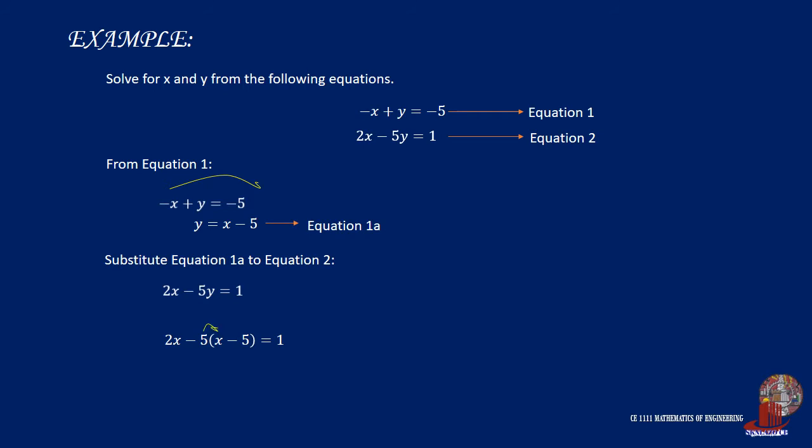By distributing 5 to the terms in the parentheses, we get 2x minus 5x plus 25 is equal to 1. And simplifying the terms, we arrive at negative 3x is equal to negative 24. Then, by dividing both sides by negative 3, we get the value of x equals 8.